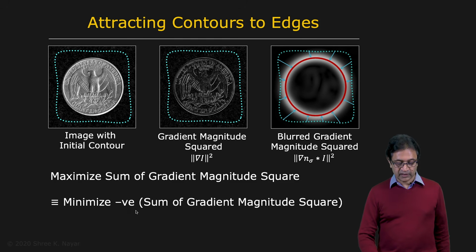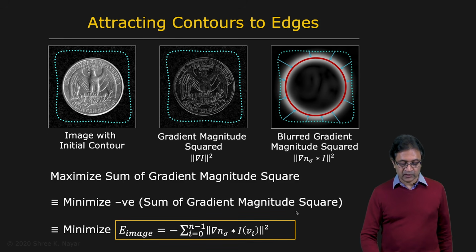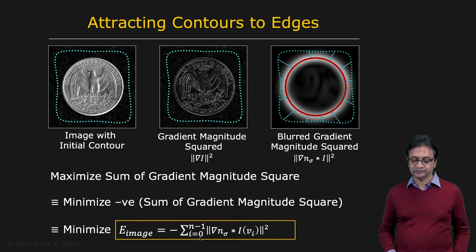And so we do a maximum of the sum of the gradient magnitude square. And this can be written as follows. We'll call it the image term right here, and that's the sum over all the control points of del. This is a Gaussian that you've applied to blur the magnitudes, convolved with the image itself, and you're computing the magnitudes at these control points. And that's squared. So that's the gradient magnitude square, which is written out here, summed over all the control points.